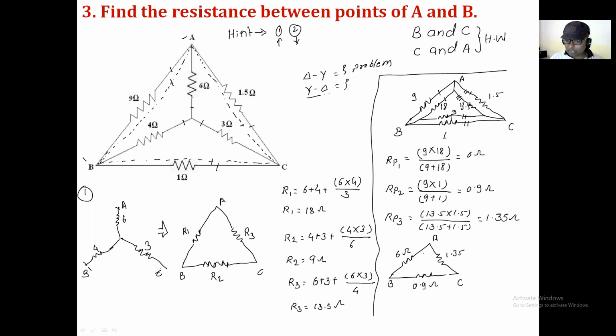Now here in this triangle, we have to find out the resistance in between the point A and B. We assume that current is passed in A and taken out from B, or you can also assume that current is passed in B and taken out from A.